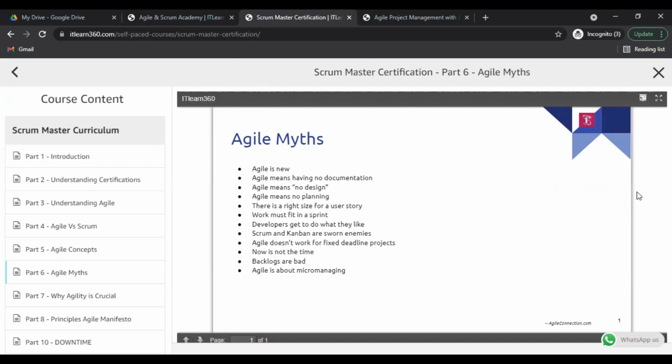People think that, definitely in comparison to the waterfall model, documentation is less, with more focus and emphasis on collaboration and working software. But it doesn't mean that Agile doesn't have documentation. Agile does have documentation, in the form of the user stories, in the form of the design, in the form of the planning.